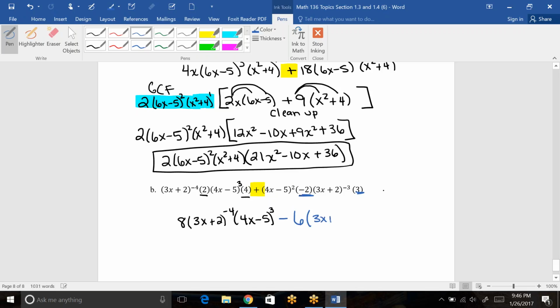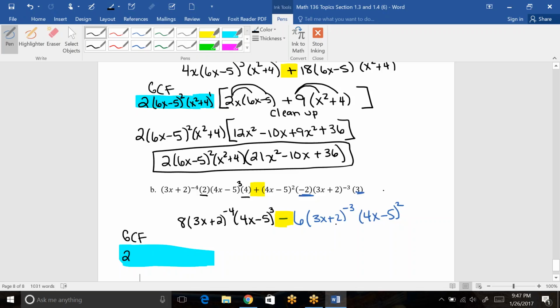And then I'm going to write things in the same order that they were in the first one. And then after this point, I noticed that there's still something in between the two pieces. It's the subtraction sign. So I'm going to look for a GCF to pull out front. Eight and negative 6 are both divisible by 2, so I can pull out a 2. I'm going to talk about this guy first because he's a little bit easier.